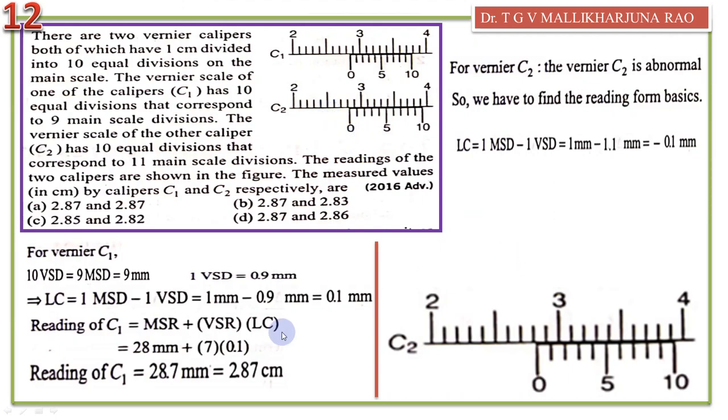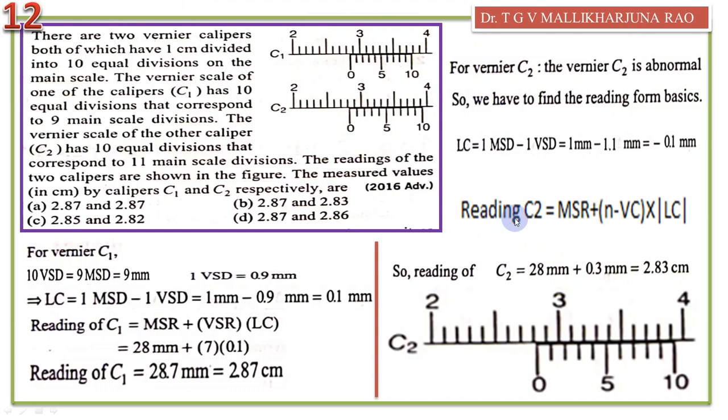In this situation, the formula is slightly modified. That means the formula is C2 is equal to MSR plus n minus VC into LC. Instead of VSR into LC, we should write here n minus VC into LC. Here n describes the total number of divisions in the vernier scale. At the same time, for the MSR we can see it crossed the 2.8 centimeter line. That's why it is 28 mm. At the same time, the total divisions in the vernier scale we have is 10. We should write here 10.